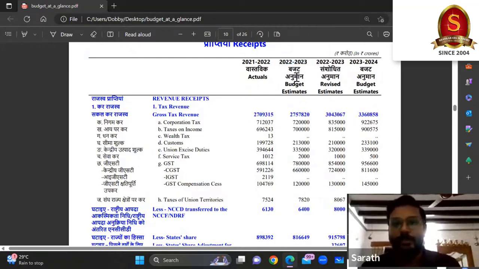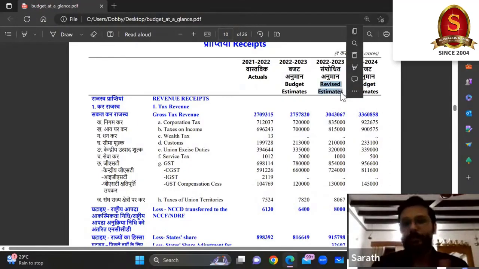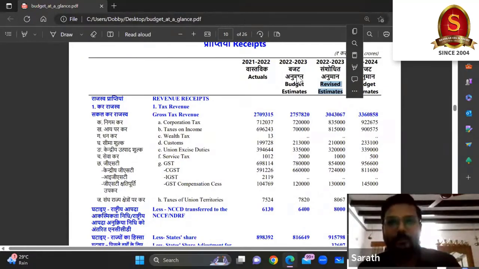So what do they do? They look at the half-year data from April to September, or maybe till December, and they publish a revised estimate for the present year. Present year in the sense that on February 1, when they present, they are still in the year 2022-23. They revise the budget presented 1 year ago and represent it. Okay? So that is the revised estimate.